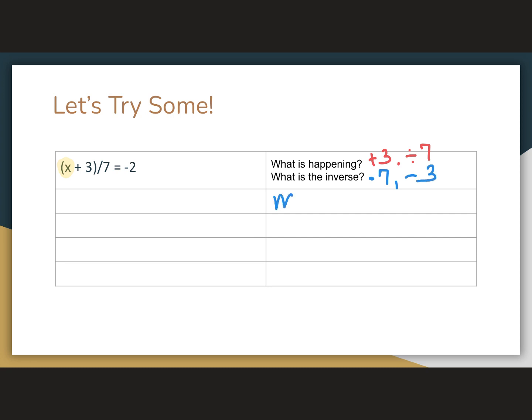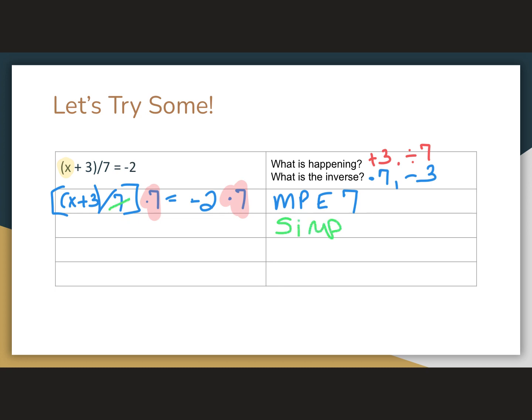So the first thing we do is my multiplication property of equality. I'm multiplying by 7. So I have (x plus 3) divided by 7 times 7 equals negative 2 times 7. Oh, and I forgot to put that in different colors, so let's just do this real quick. Times 7, times 7. Okay. So I'm going to simplify this. Divided by 7 times 7 goes away. I'm left with x plus 3 equals negative 2 times 7 is negative 14.